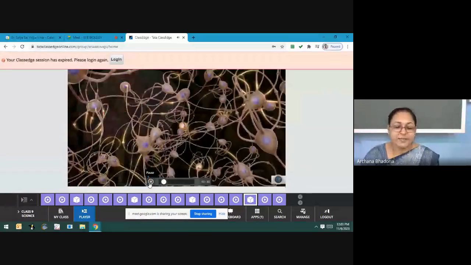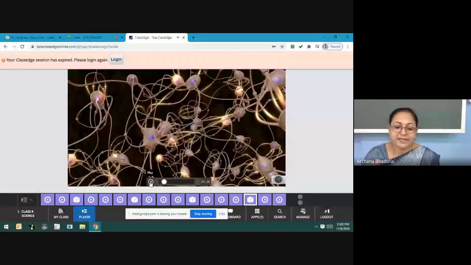So write it quickly. Nervous tissue subheading you have put. Write down: this tissue controls and coordinates the functions of the body.